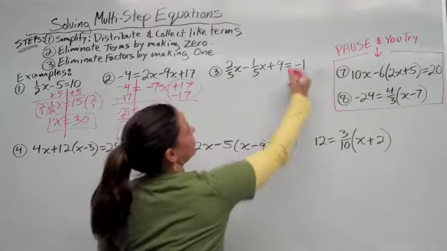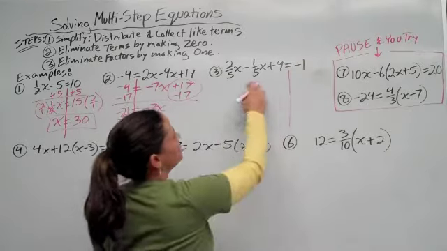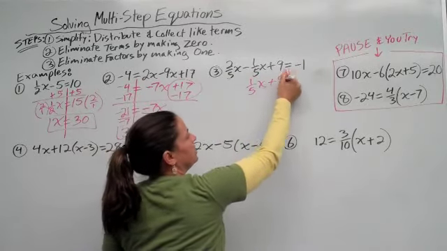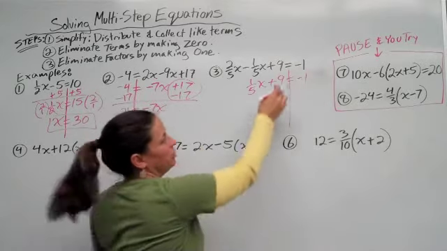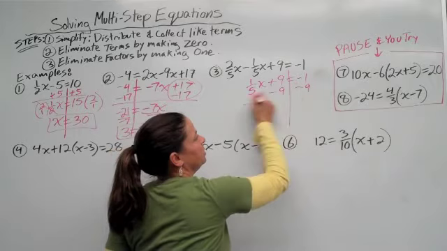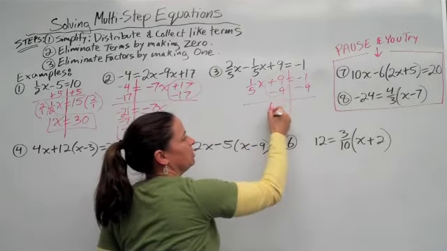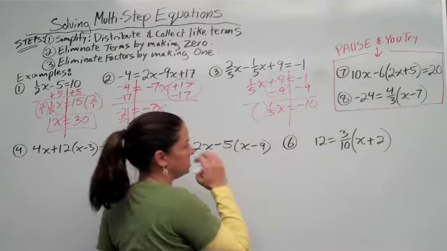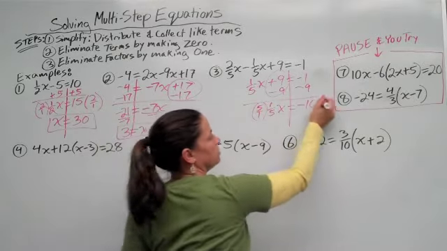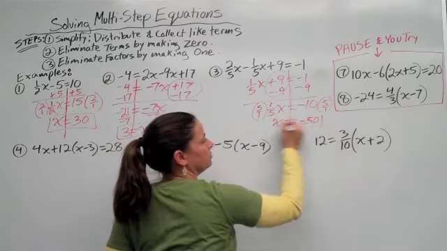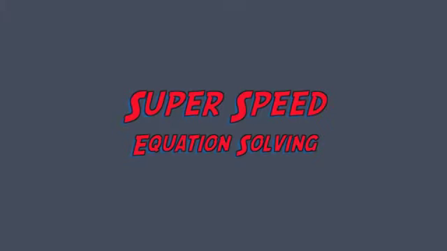Build our fence. Combine like terms, 2/5 x minus 1/5 x is 1/5 x plus 9 equals -1. I want to eliminate terms by making a 0, so I'm going to subtract 9, and I'm left with 1/5 x equals -10. I'm going to then multiply by the reciprocal, which is 5/1, multiply by 5/1, and I get x equals -50. Awesome.